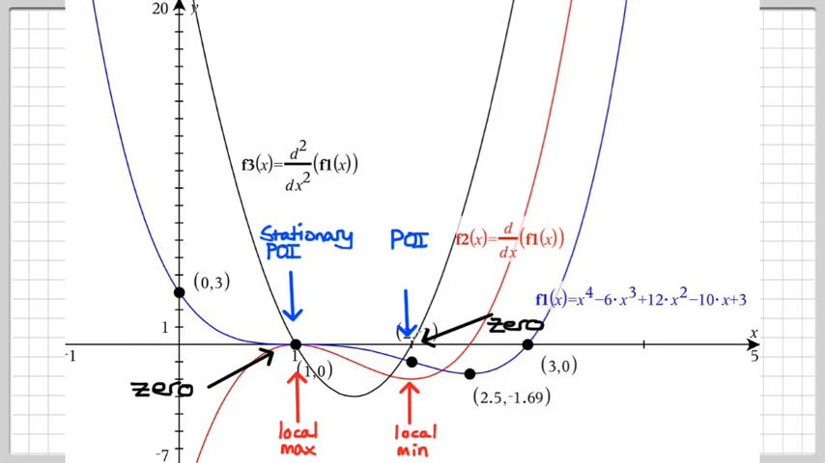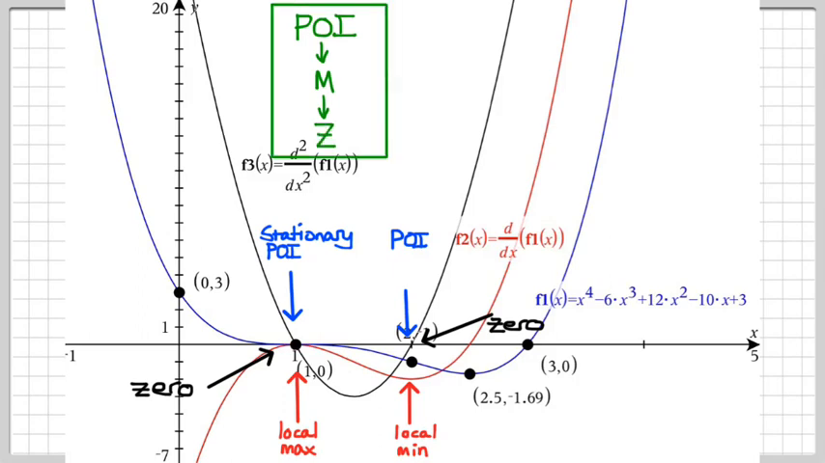So here comes our beautiful acronym. If you've got a point of inflection on the original, you're going to have a local max or min on the derivative, and you're going to have a 0 point on the second derivative. Now we're going to have a look at the same thing all over again, but we're going to concentrate not on the POI for the original graph. We're going to concentrate on the maximum or minimum points of the original graph, and then work down the scale to the second derivative again.